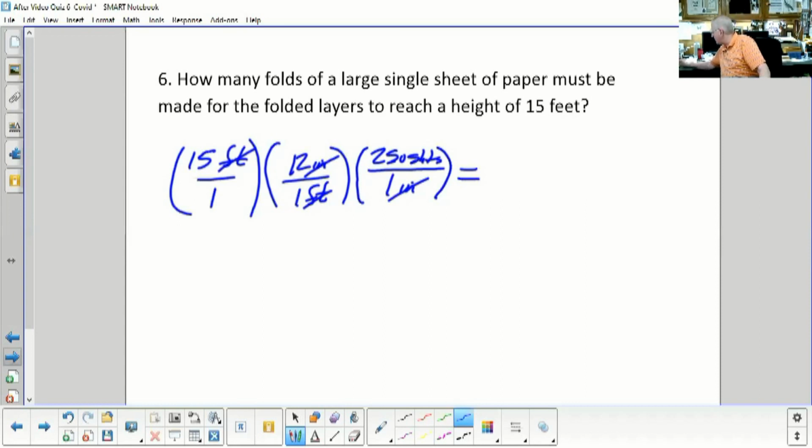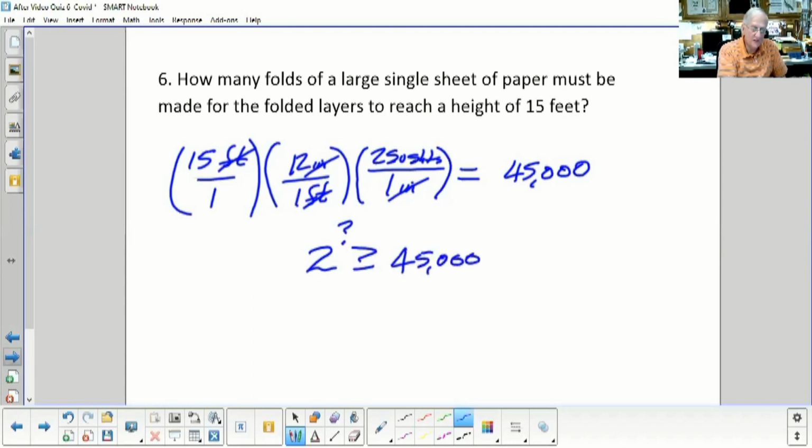15 times 12 times 250, and that gives me 45,000 sheets of thickness. Now, by folding a piece of paper in half, how many times will I have to fold it to arrive at at least 45,000 sheets of thickness, or more, just a little more? So, in other words, I'm asking myself, what power of 2 do I need to reach 45,000 or just beat it?